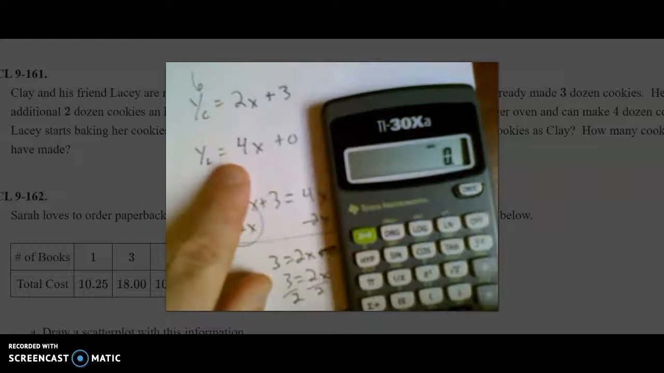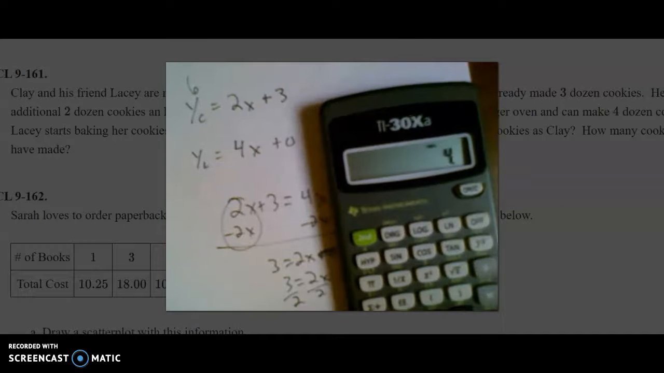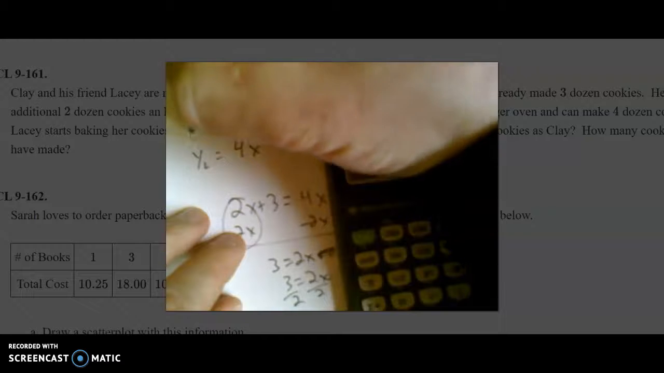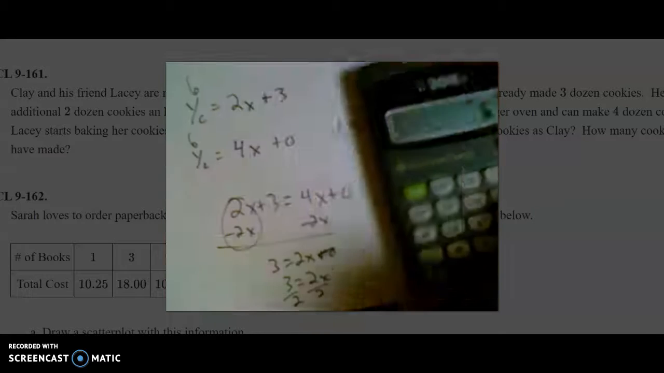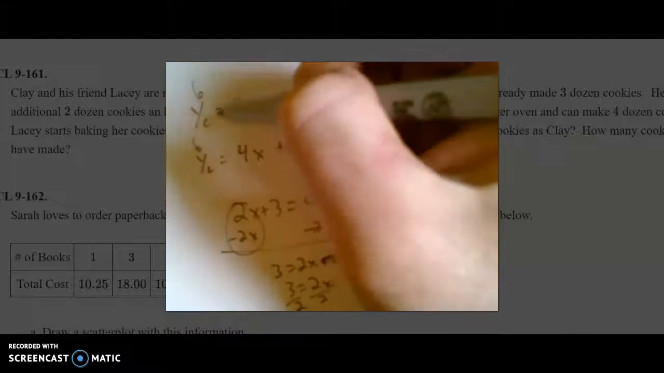And if I try it for Lacey, it's 4 cookies times the hour and a half, so 4 times 1.5 plus 0 also gives me 6 cookies. So that's the answer. After an hour and a half, they both would have 6 cookies.